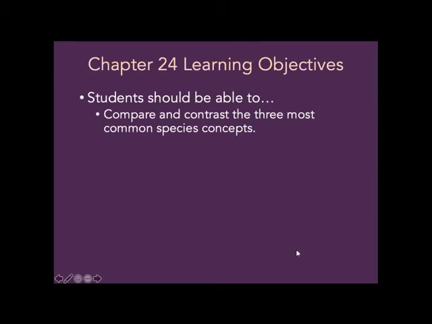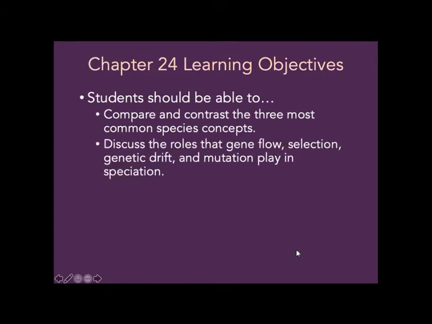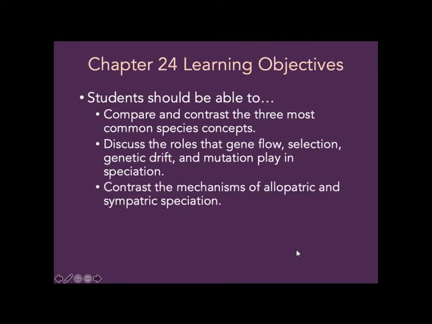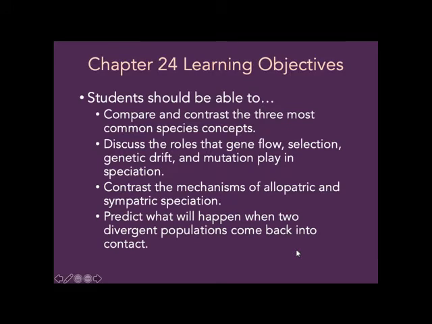So by the end of this chapter, you should be able to compare and contrast the three common types of species concepts. You should be able to talk about the role that gene flow, selection, genetic drift, and mutation play in speciation. You should understand and be able to contrast the mechanisms of allopatric speciation and sympatric speciation, and then predict what happens when two divergent populations come back into contact.